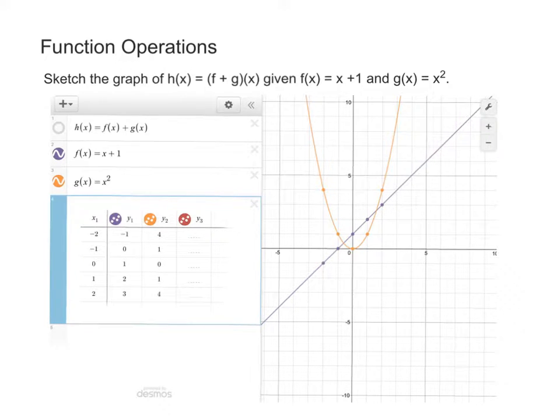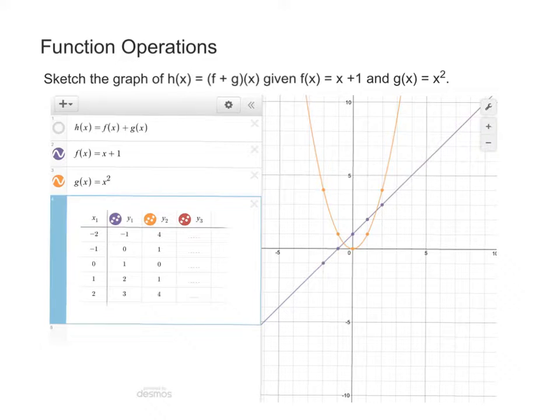So it says sketch the graph of h of x, which equals f plus g of x, given f of x equals x plus 1 and g of x equals x squared. So you're taking the function x squared and the function x plus 1 and adding them together. And that's going to give us this new function h of x, which I have just a screenshot here of where I did graph those, but I turned off h of x.